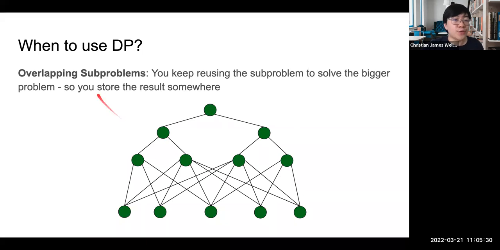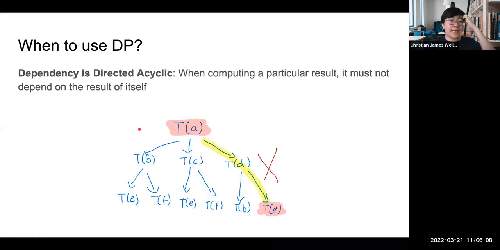It's especially useful when you have overlapping sub-problems. I think the very typical example people use to explain dynamic programming is the Fibonacci sequence, where typically you have to recompute certain values of the Fibonacci numbers. But if you store them somewhere, then it'll be fine. You can just keep reusing the sub-problem to solve the bigger problem. Here, you can imagine that this node on the bottom left is the sub-problem, and a lot of the previous nodes in the higher levels actually use this node. If you store this somewhere, you can avoid recomputation. So this is when to use DP.